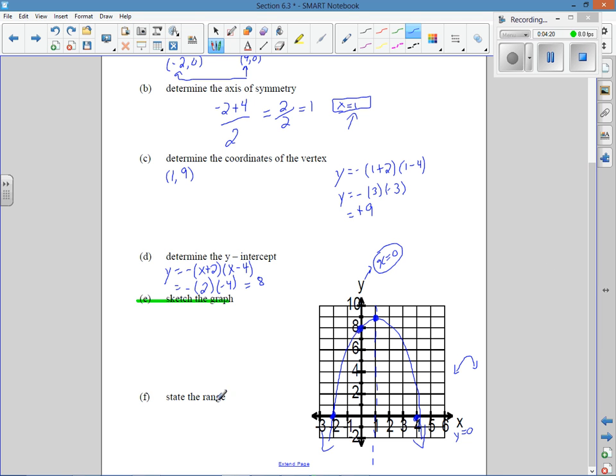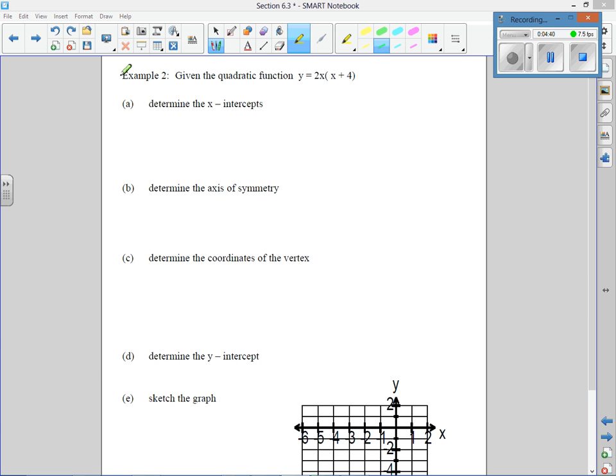Now the range of the graph. Now the graph has a maximum. We said whenever the graph has a maximum, it's always going to be y less than. In this case, y less than the y value of the vertex, y less than 9. Now example 2.